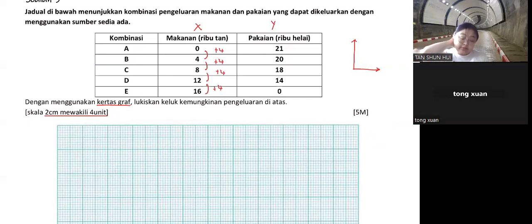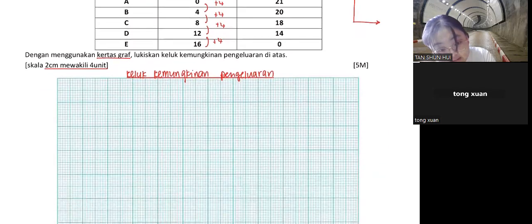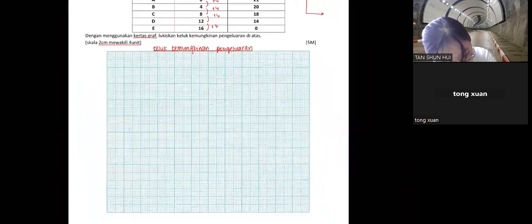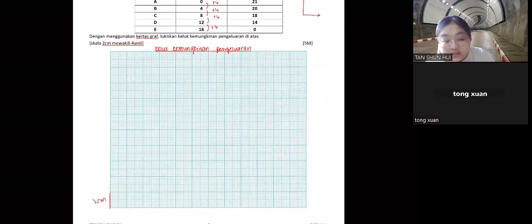Okay, so we have to plot. Now, remember, whatever keluk, you must write down a title. Keluk kemungkinan pengeluaran, KKP. All right, and then underline. So later on, you draw your graph. Just to tell you, I know the graph here is very small. Actually, this is 2 cm in the real one if you use graph paper. We assume like that, if not, you will not have enough space.